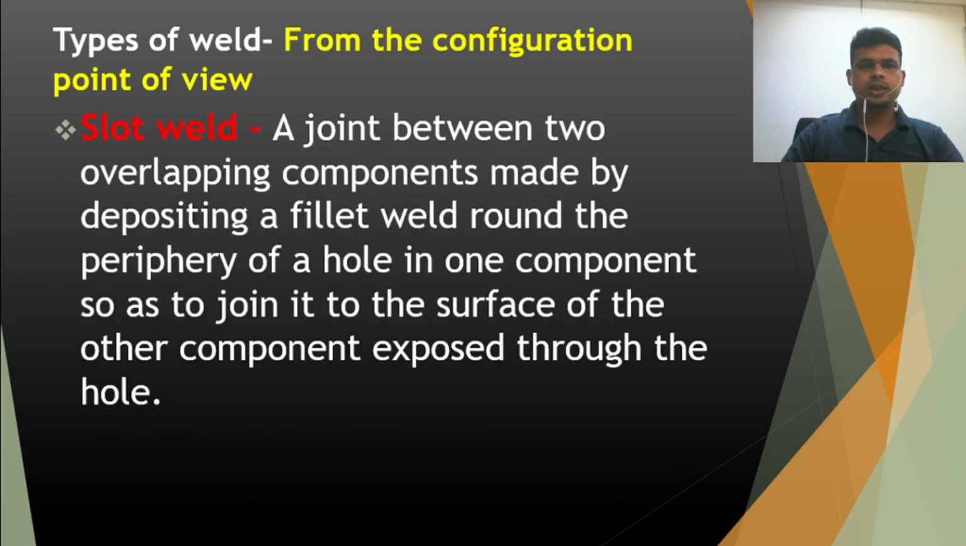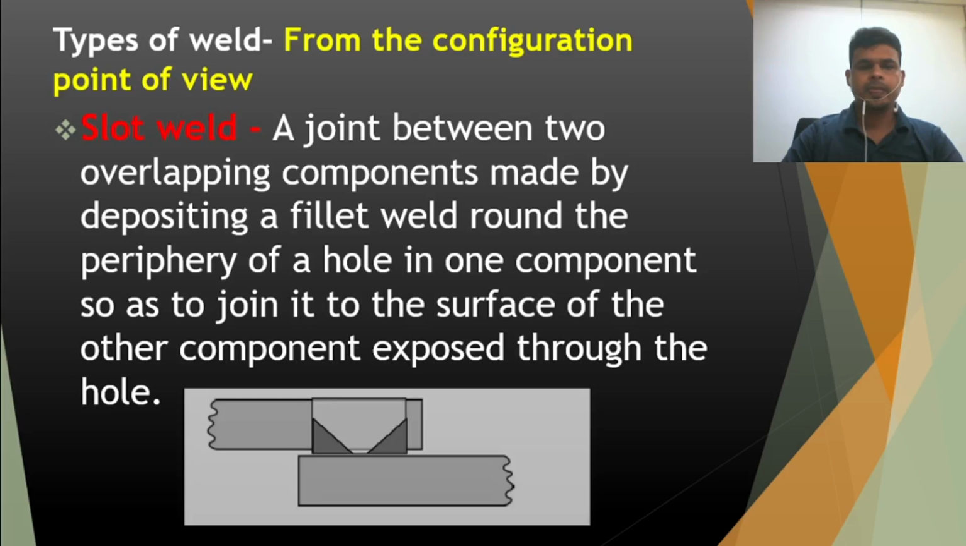Another type of weld is the slot weld. So what is the slot weld? A slot weld is a joint between two overlapping components made by depositing a fillet weld around the periphery of a hollow in one component, so as to join it to the surface of the other component exposed through the hole. You can see from this picture, this is the slot weld.